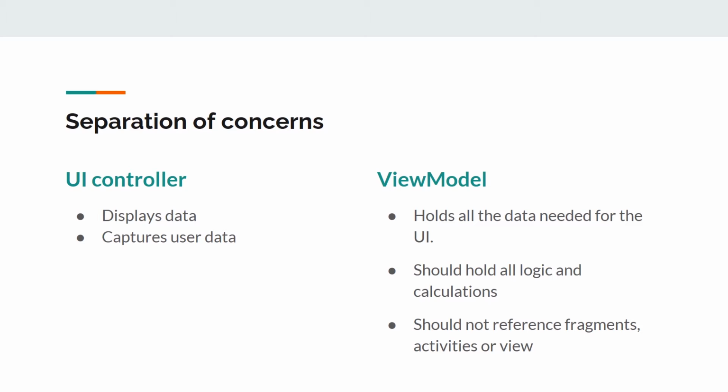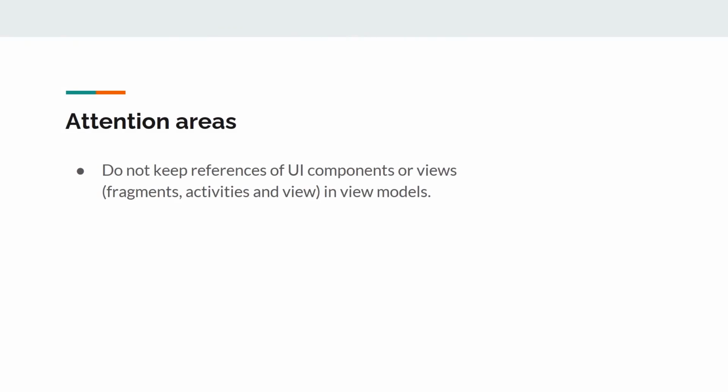Our UI controller just displays the data and it also captures user data. Our view model, on the other hand, holds all the data needed for the user interface and all the logic and calculation. A point to note is that you should never reference fragments, activities, or views inside your view model. I repeat, do not keep references of UI components or views in your view models. This is because when the Android system decides to shut down your application and your view model is holding a reference to your activities, what do you think will happen? We'll be introducing some serious bugs into the application, and we don't want to do that.